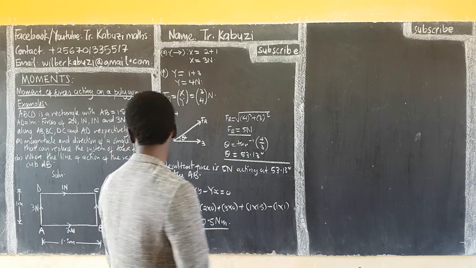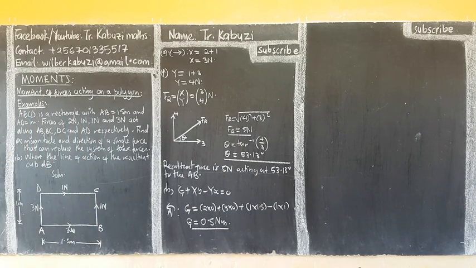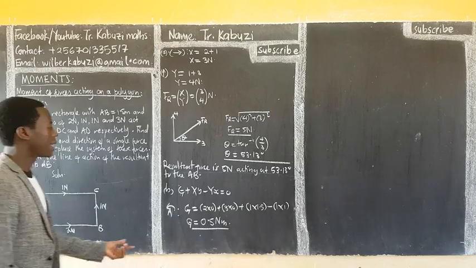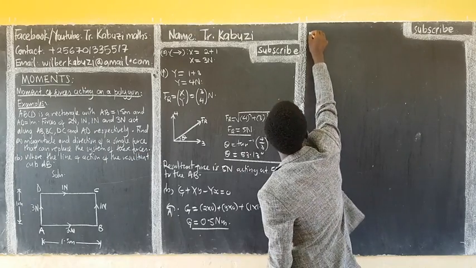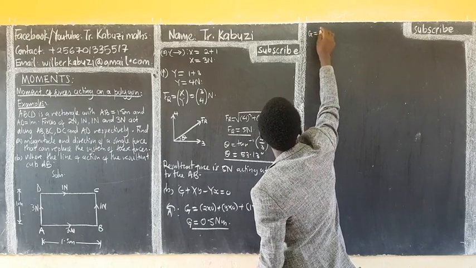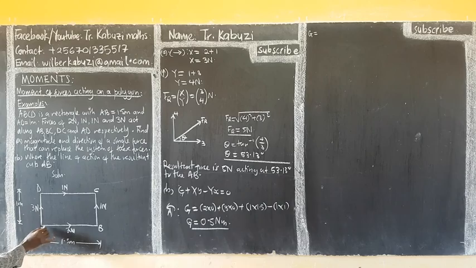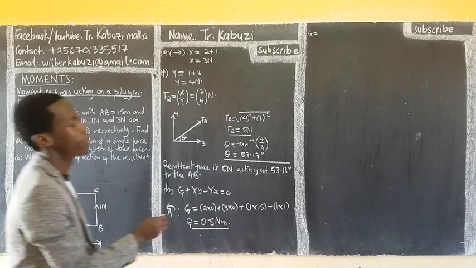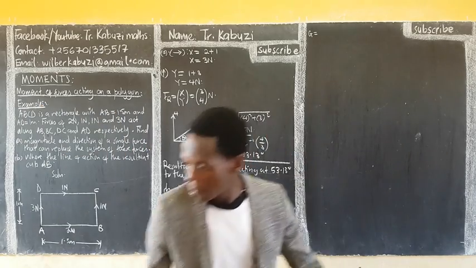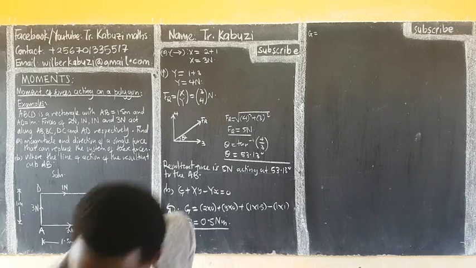Or if you don't want to use this, you can use the other idea of getting the moment. If we assume that we are taking them at A, we assume that this is the origin. Let me draw it here so that people can see what I'm talking about.